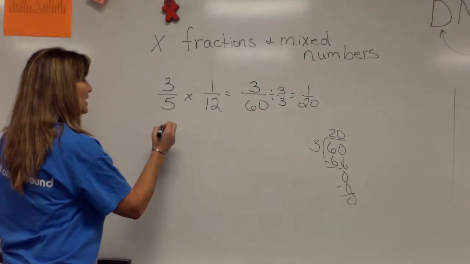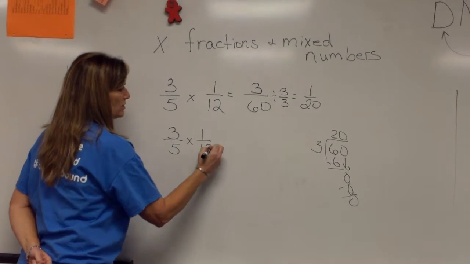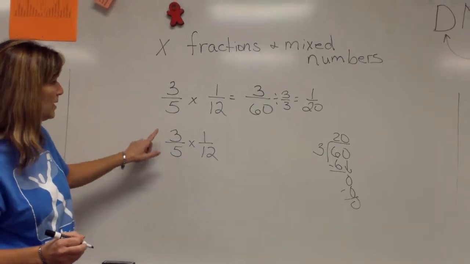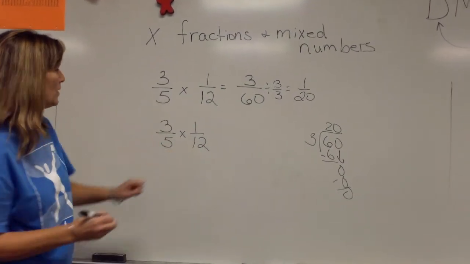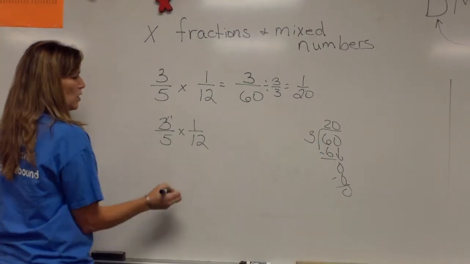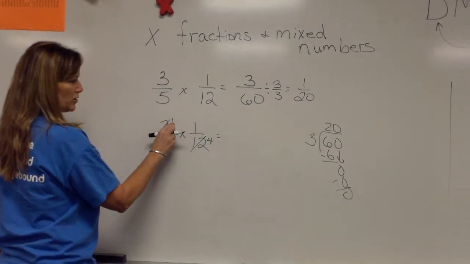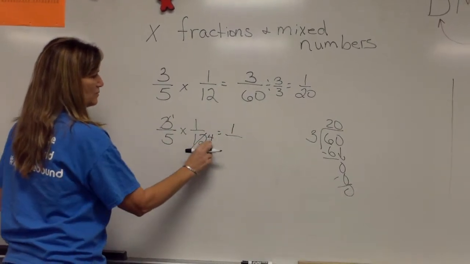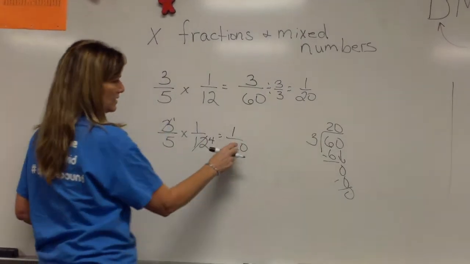So I have this. You really need to try and learn how to cross-reduce. That'll make your life a lot easier. So I'm taking the same problem, but I'm going to look at the numbers that are across from each other. 3 divided by 3 is 1. 12 divided by 3 is 4. Now I'm going to multiply what is left. 1 times 1 is 1. 5 times 4 is 20. That won't reduce. And you'll see we get the same answer.